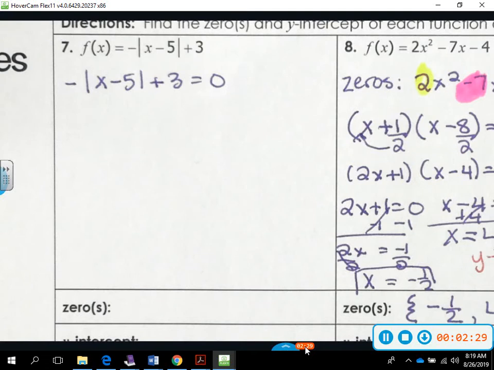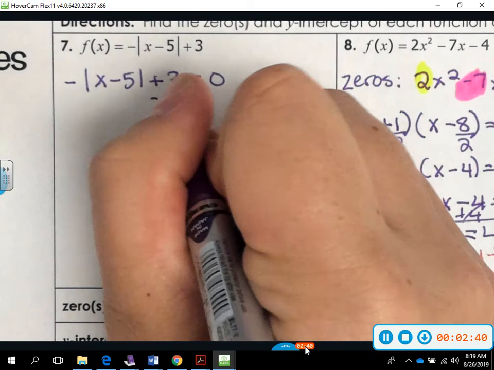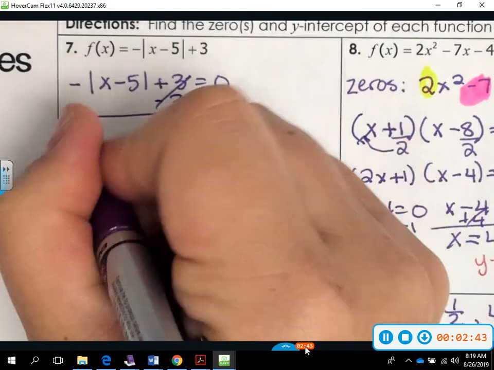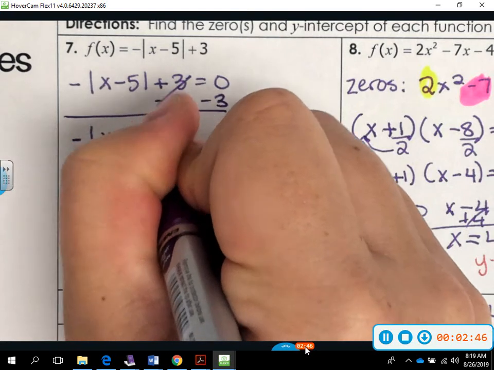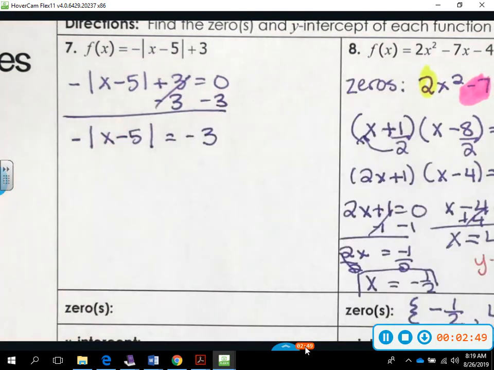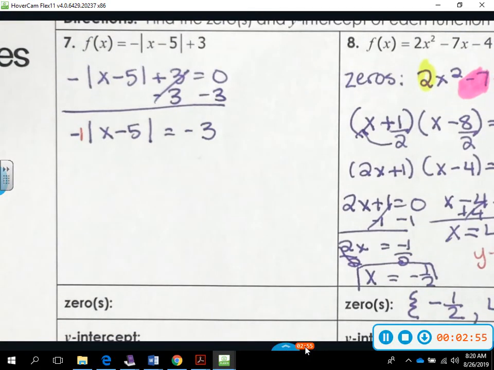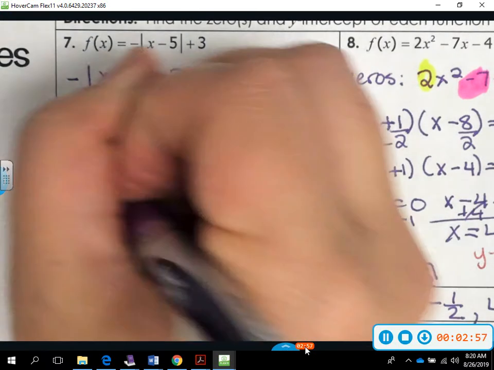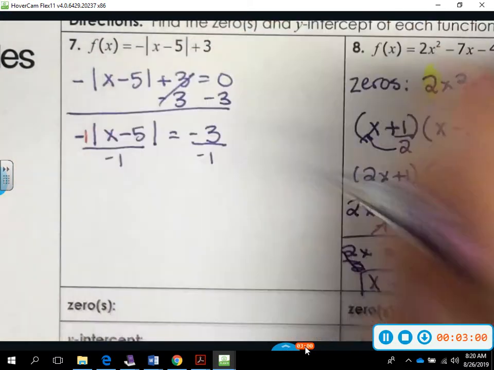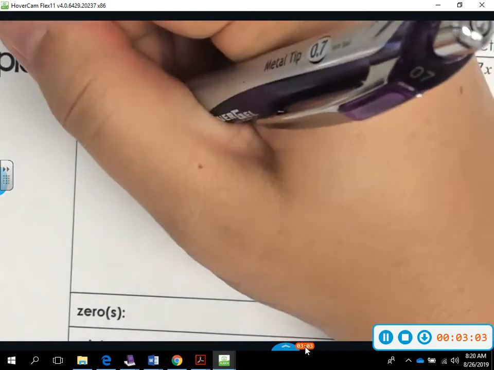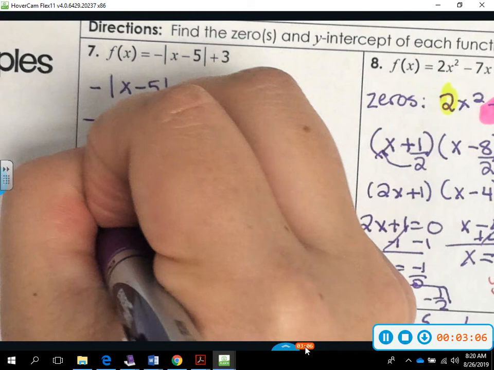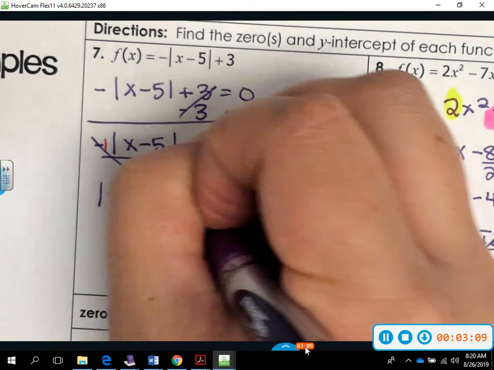So just like before, we had to isolate the square root. Here we have to isolate the absolute value. What needs to move? Good. So to move that, I need to subtract 3. So now I've got negative absolute value of x minus 5 is equal to negative 3. This is really a negative 1 in front of the absolute value. So how would I get rid of that? Divide by negative 1. That way these negative 1s cancel out. Absolute value of x minus 5 is equal to 3.